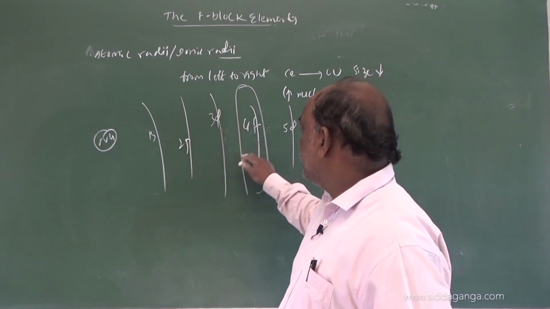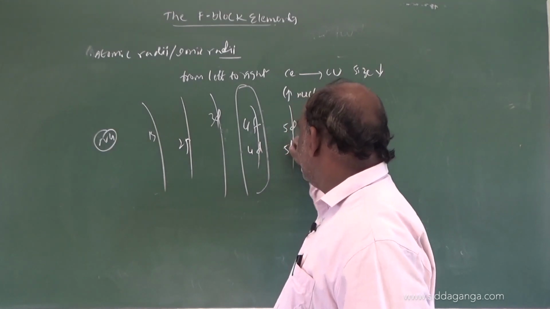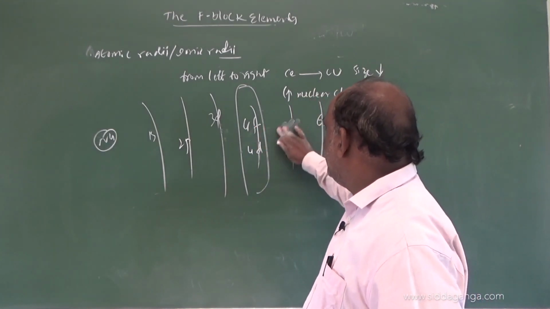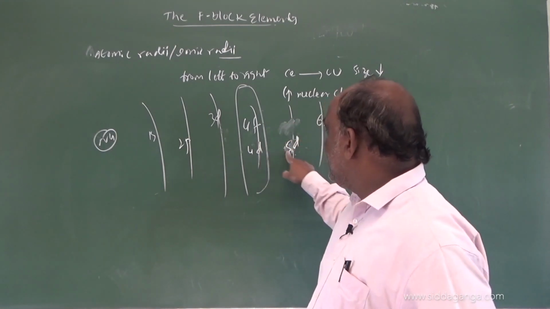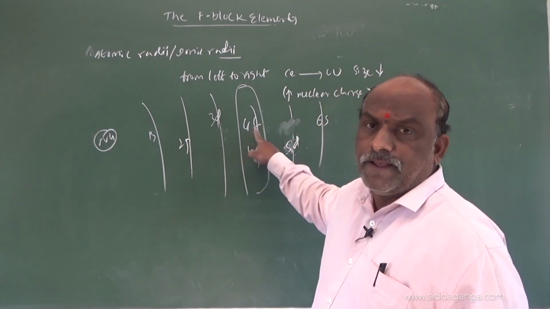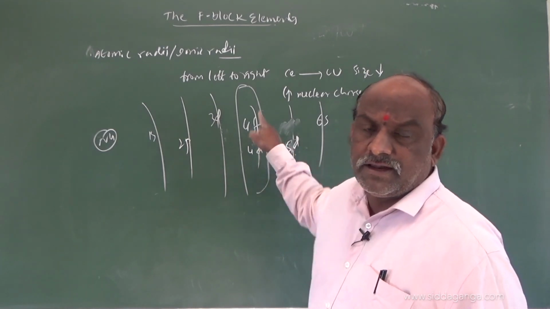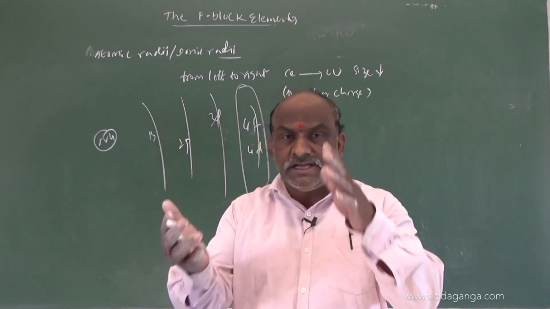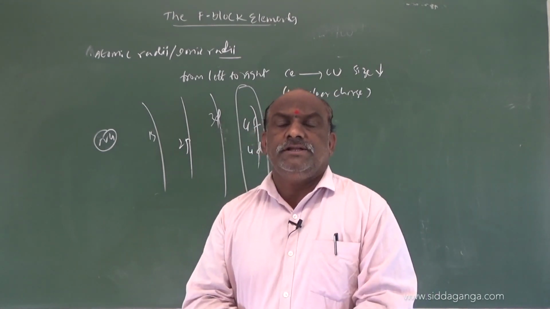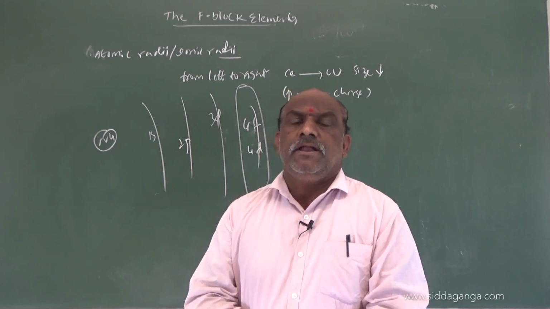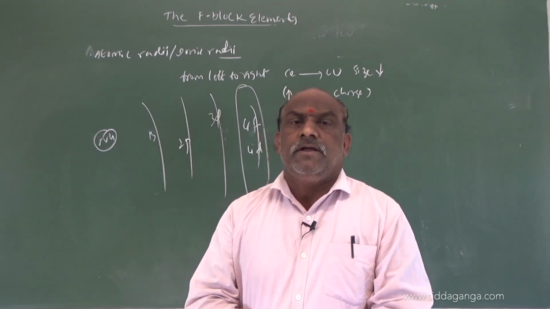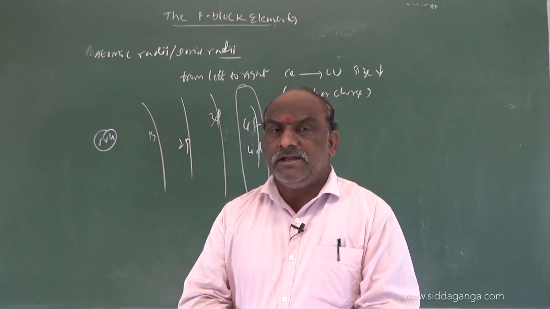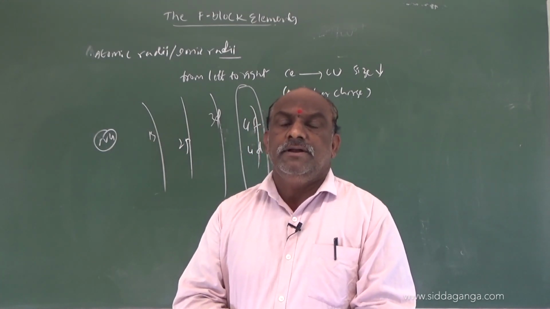After 3d, here 4d will be there, here 5d will be there. After 5d only, the electron enters into 4f. So here, once we observe, one contraction takes place. That contraction is called the lanthanide contraction. In lanthanide contraction, as atomic number increases, the size decreases.